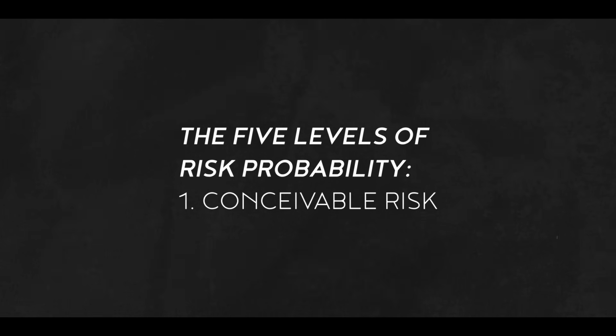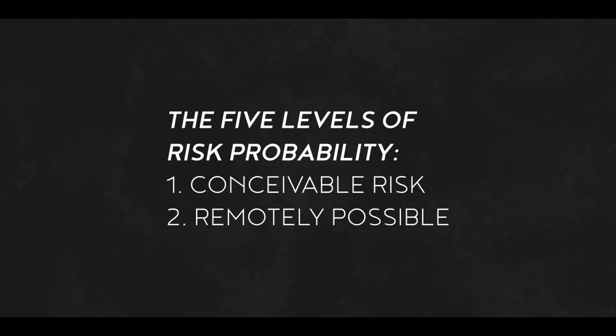As I've mentioned before, the calculator will consider 2 main components, the second of which is the likelihood component. Here we look at the chance of which the risk will actually become a reality. Again, there are 5 different levels that need to be considered here. The first of the levels is looking at conceivable risk. In other words, it's a conceivable chance that this incident may take place.